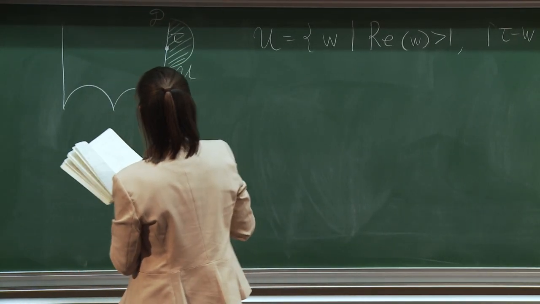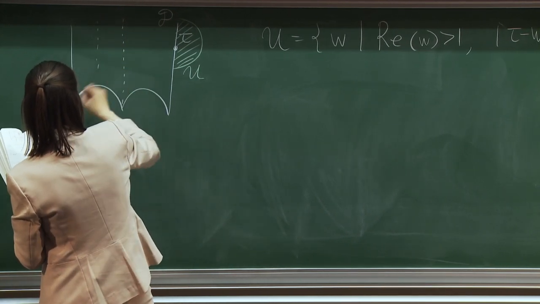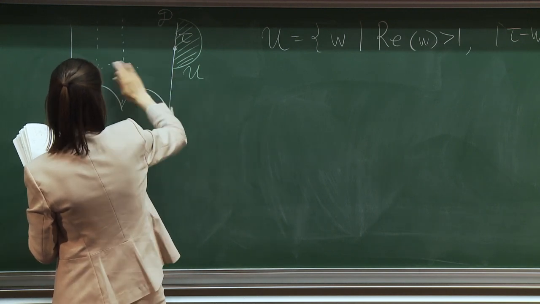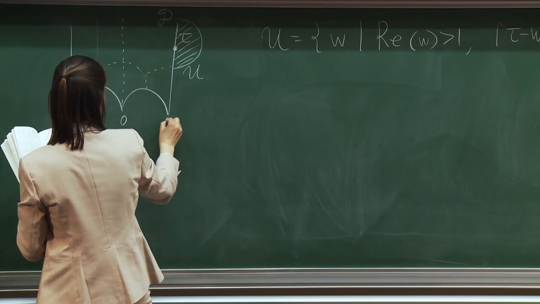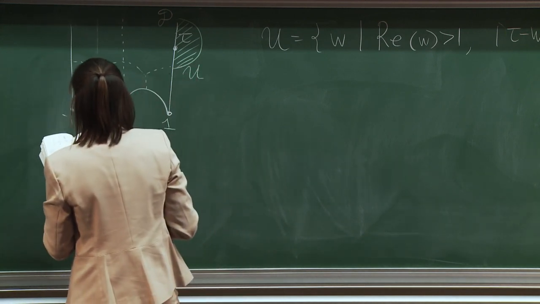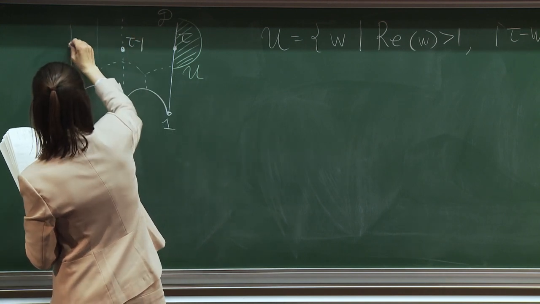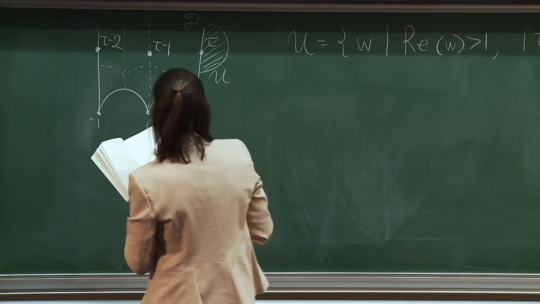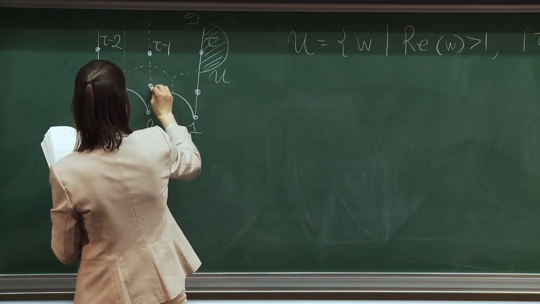And so now to extend it, we have to look first at the translates of tau, which of them lie on the images of the imaginary axis. So here it will be tau minus 1, and here tau minus 2. And also here we will have some translates here and here.